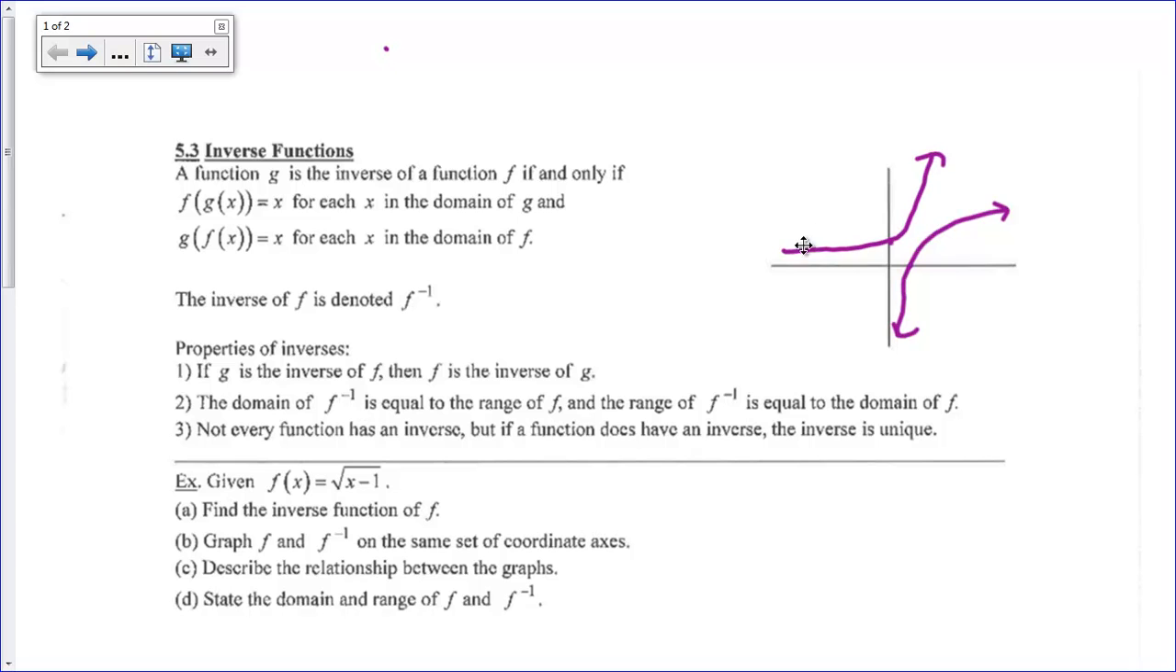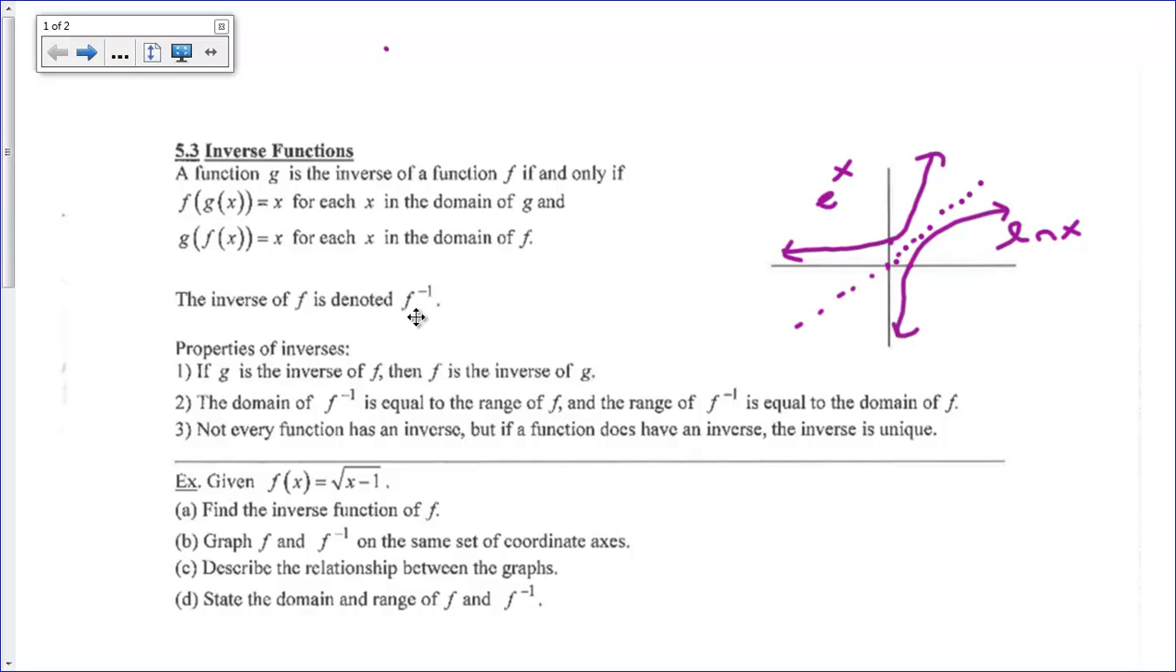So the exponential function e to the x and the logarithmic function natural log of x, they are inverse functions of each other. Geometrically, this means that they are reflections across the line y equals x. And if you plug one function into the other, you're supposed to get x out. They're supposed to basically cancel each other.